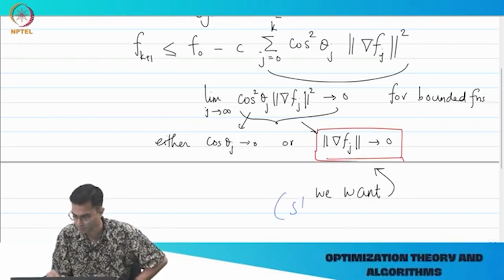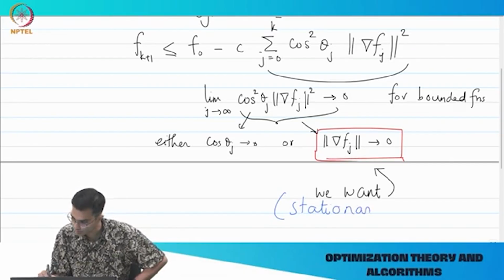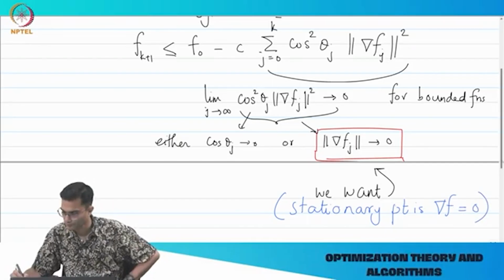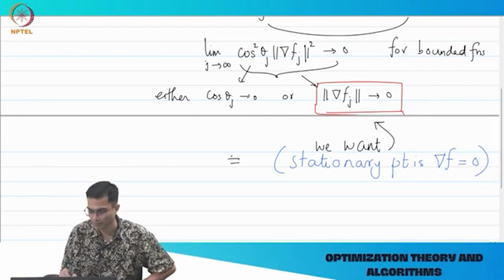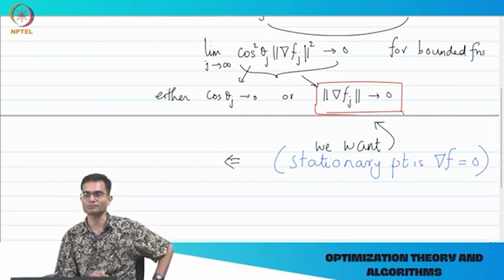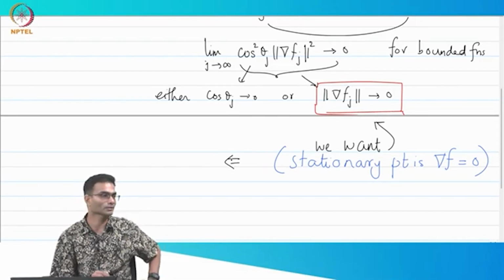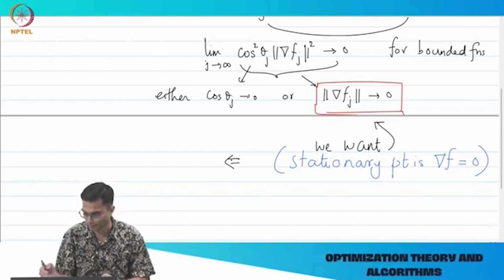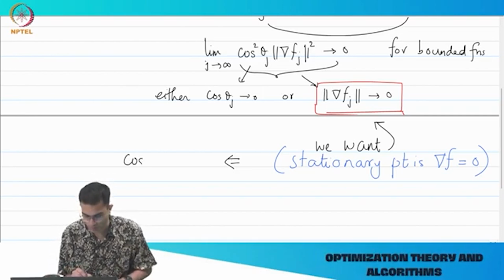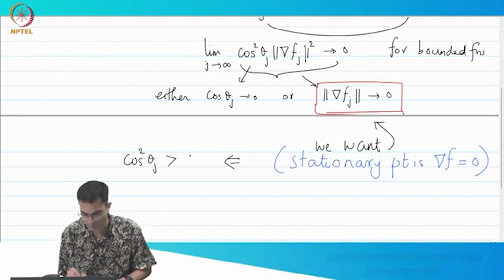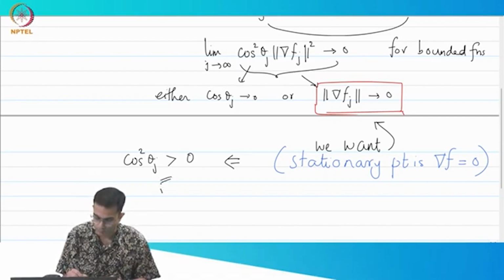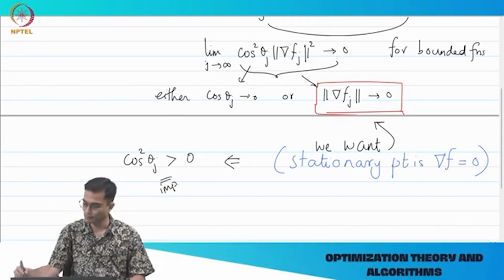Okay, why? Because stationary point is grad f equal to 0. This is why we want this. Straight away, the implication therefore is that this cos theta term has to be strictly greater than 0. Otherwise, it's getting multiplied by it, and my stationary point condition may not hold. So cos square theta j should be strictly greater than 0, okay? Not greater than or equal to, but strictly.